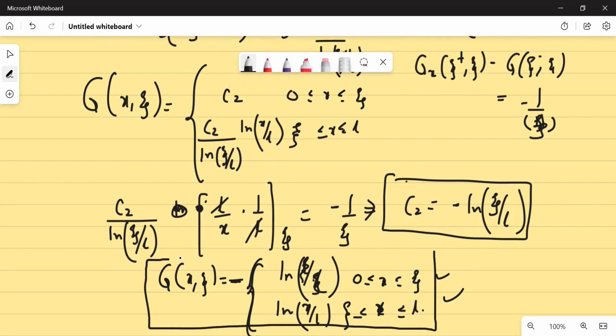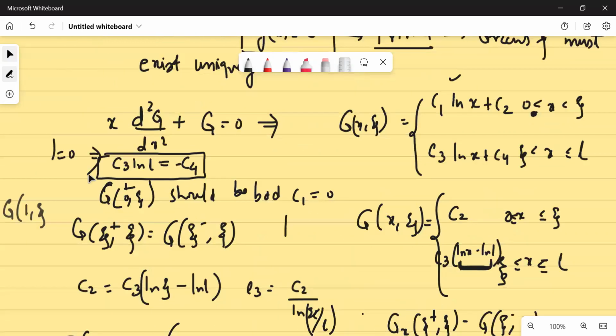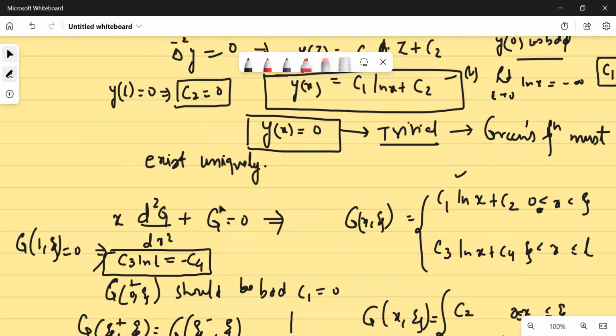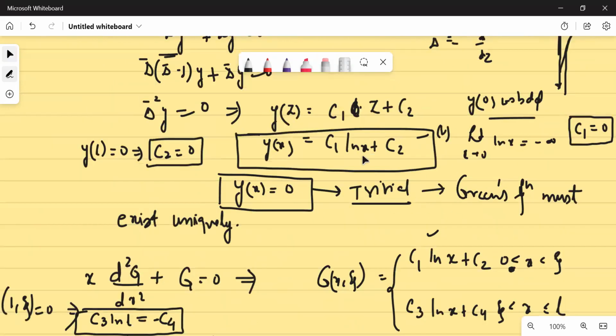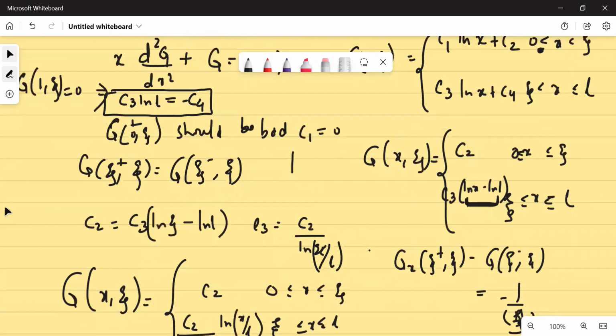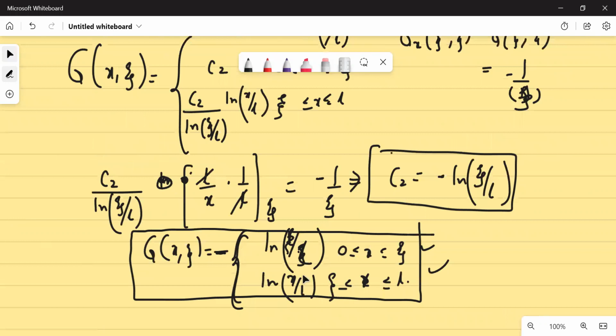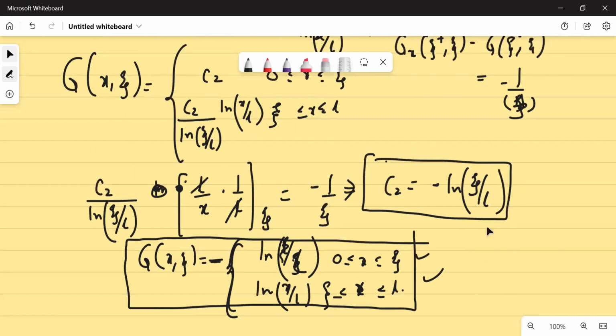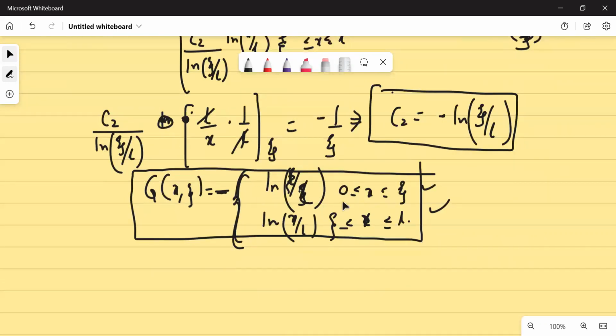So I told you that this particular Green's function would exist for this particular problem because when I was solving the differential equation and I was using these boundary conditions, the solution that I was getting for y of x was a trivial one. So if I get a trivial solution, I know that my Green's function must exist and it should exist uniquely. And that is what I have shown in this particular problem, an easy problem, that this particular differential equation will have a Green's function and uniquely, and this would be equal to this. Is that clear?